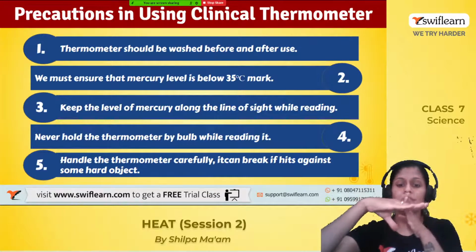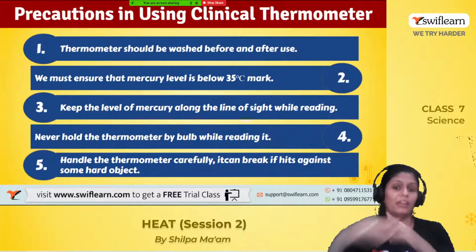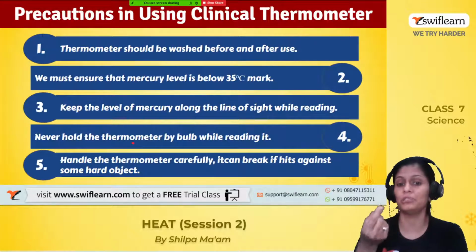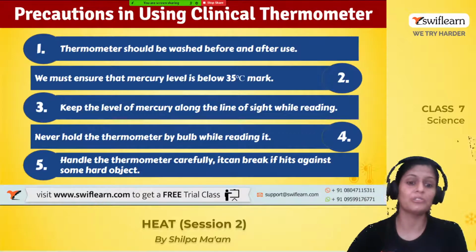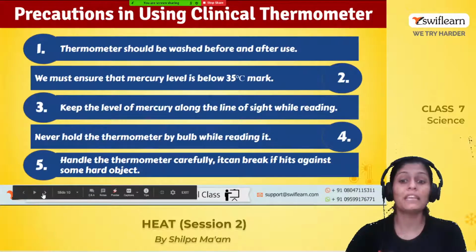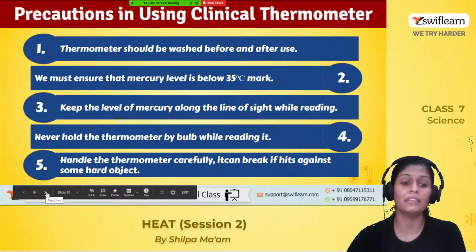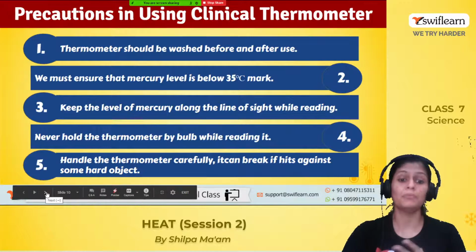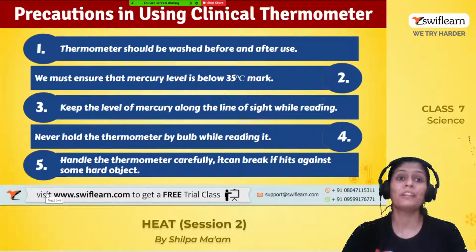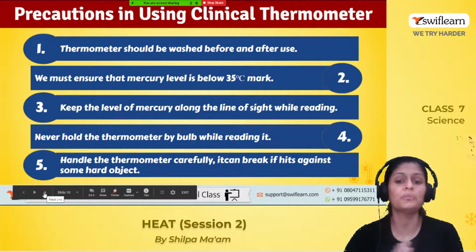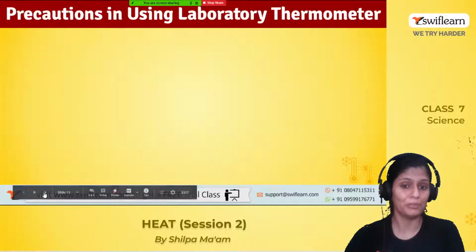You need to keep your eyes just on the reading, not from here or there, because an error would occur while reading the value. We should never hold the thermometer by the bulb while reading it, because otherwise it is going to take the temperature of our hands also. We need to handle the thermometer with extreme care, because it should not get hit with any object and should not get broken. The mercury in the thermometer is a poisonous substance, so it should not be taken inside your mouth also. It needs to be disposed of carefully once the thermometer is broken.